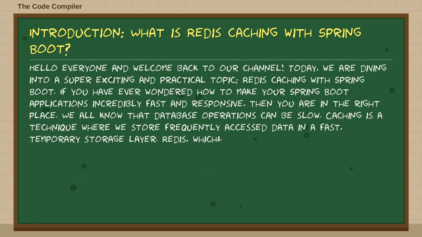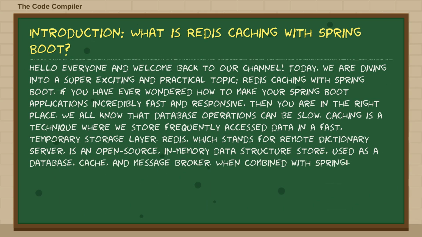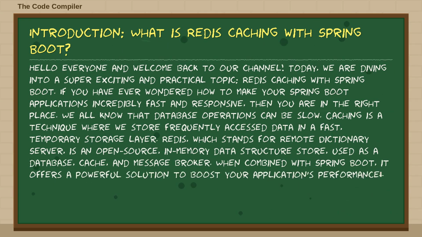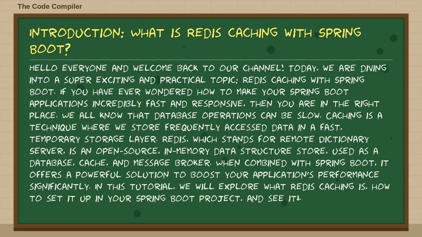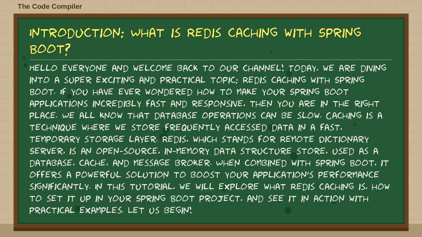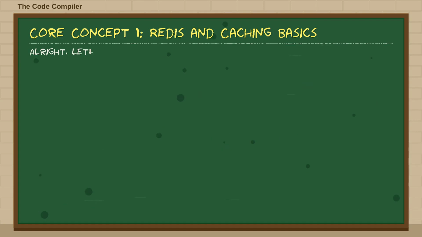Redis, which stands for Remote Dictionary Server, is an open-source, in-memory data structure store used as a database, cache, and message broker. When combined with Spring Boot, it offers a powerful solution to boost your application's performance significantly. In this tutorial, we will explore what Redis caching is, how to set it up in your Spring Boot project, and see it in action with practical examples. Let us begin.